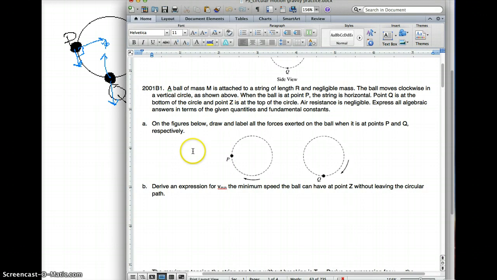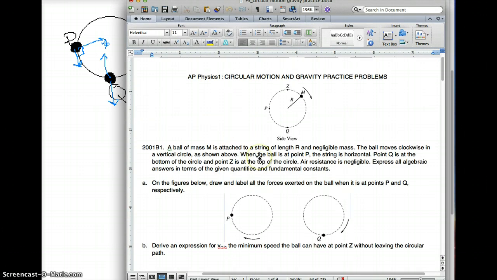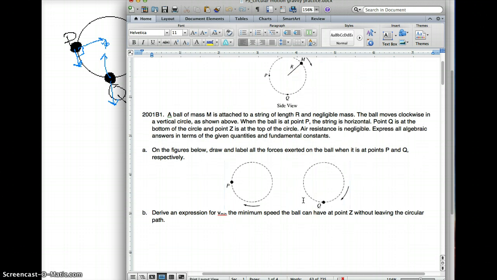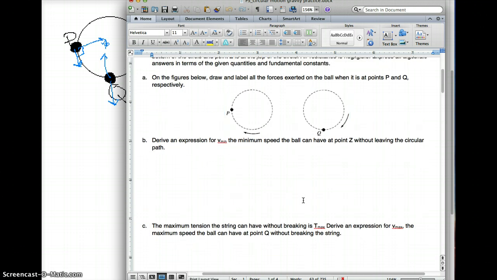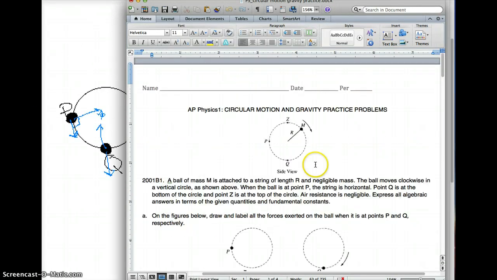Part B asks to derive an expression for the minimum speed the ball can have at point Z. Remember, point Z is at the top of the circle, without leaving the circular path. So this is saying, what's the minimum speed that it can have where it's still going to come back down and follow that circular path. And if we're looking for a minimum speed, then we want the minimum amount of forces acting on that ball. So we can say that for that short moment that it's at the top of the circle, the only force acting on it is gravity.